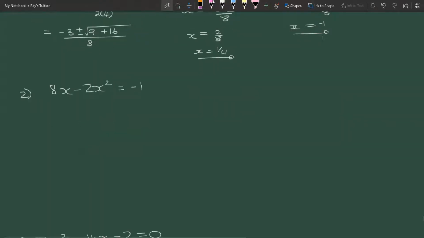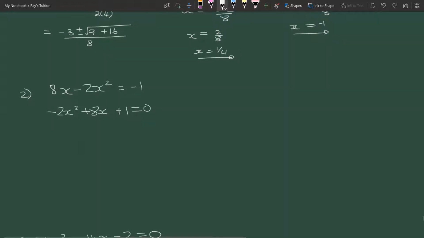Let us have a look at the next one. First of all, this one isn't in the correct form, so we're going to have to get it in the correct form. We do that by getting one side equal to 0 and putting it in descending order, from the biggest x squared to the smallest. So we have minus 2x squared plus 8x. Those two I just swapped around in order of x. And then when I take the 1 over, it becomes positive 1.